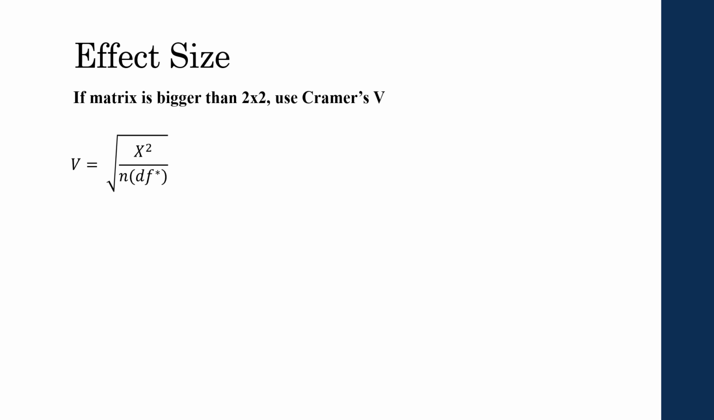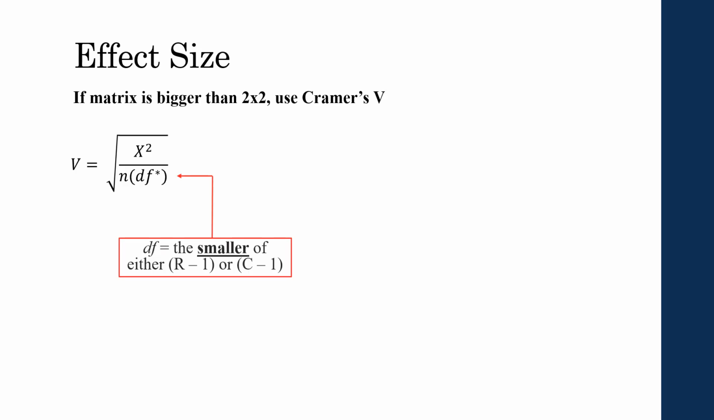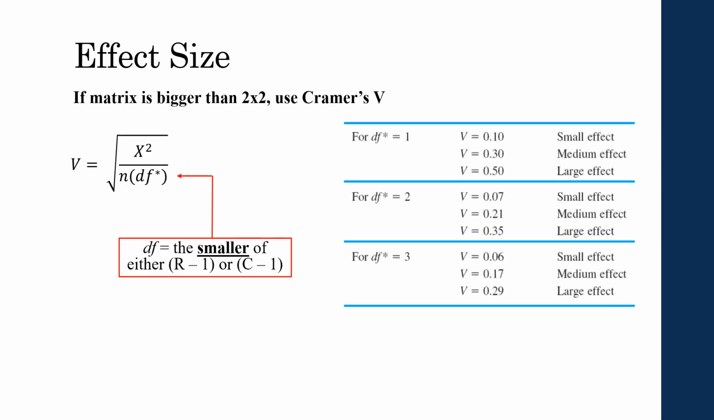But if you remember, there are two parts to that degrees of freedom calculation. We have rows and we have columns. And sometimes with bigger matrices, there isn't always an equal number of variables and categories. In this case, go with the smaller of either row minus 1 or column minus 1. The interpretation is based on whatever that number is. The numbers shown here are for when the degrees of freedom equals 1, 2, and 3. In this class, we will not go beyond 3, but you might see some academic papers out there that do.